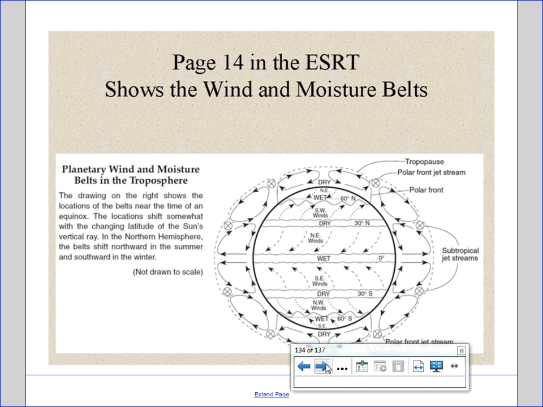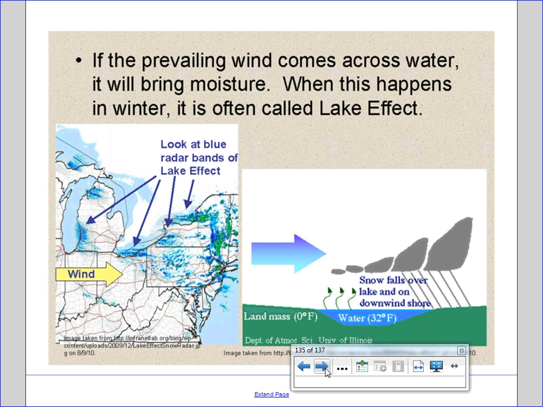Page 14 is the diagram of the wind belts that you have used a few times already. And remember, if the prevailing wind is coming across water, that's going to pick up the moisture from evaporation, which means that it will be more humid, and that's going to bring precipitation, either rain or snow. And when that happens near us, we call that lake effect. So you can look at the picture on the left, and you can see all of the blue bands from the radar that are showing the lake effect coming off of the lake.